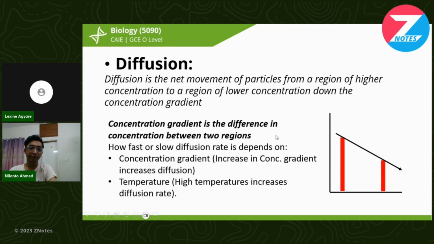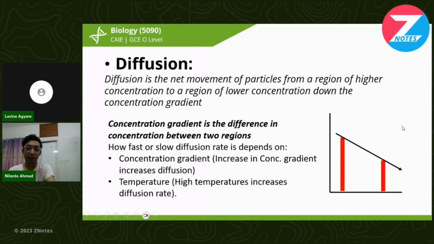Now, diffusion occurs down the concentration gradient. Concentration gradient is the difference in concentration between two regions as the particles move, and the effect of diffusion is due to concentration gradient and the temperature of the surroundings. If the concentration gradient is really high, then the particles are more likely to diffuse from one region to another. Another factor will be temperature. As the temperature increases, the particles gain kinetic energy, so they will move faster from one corner to the other.